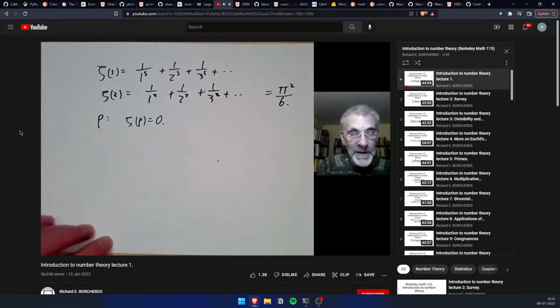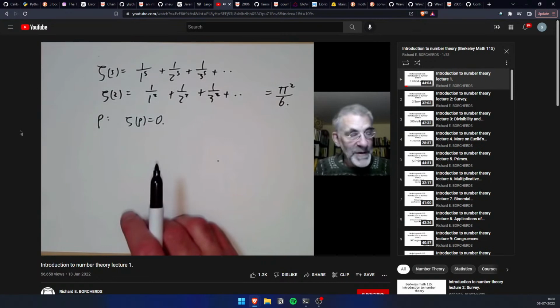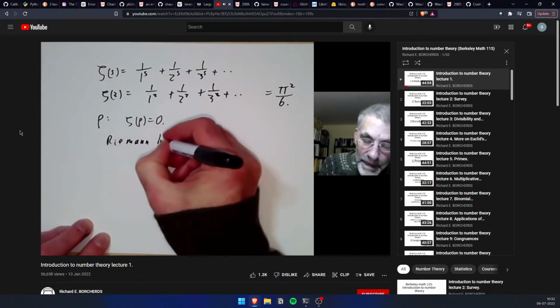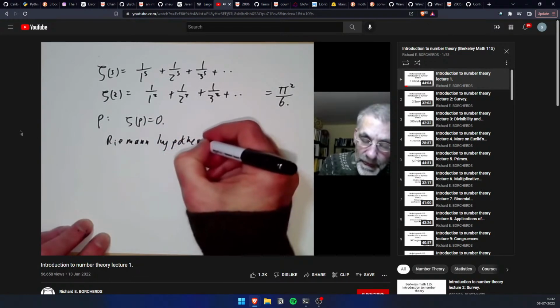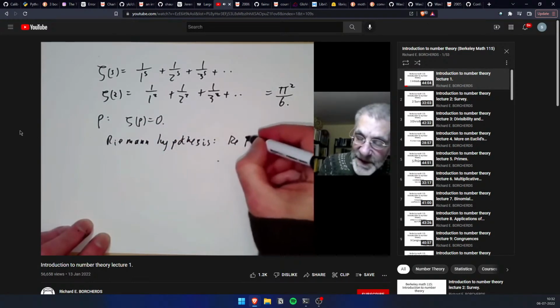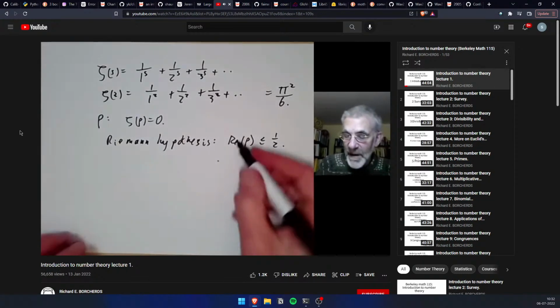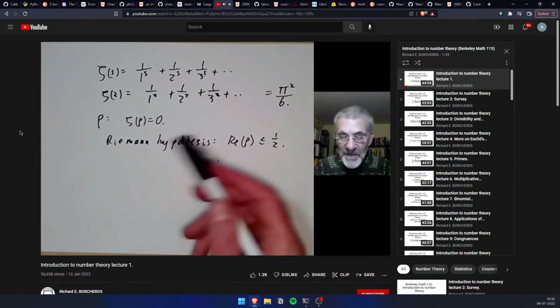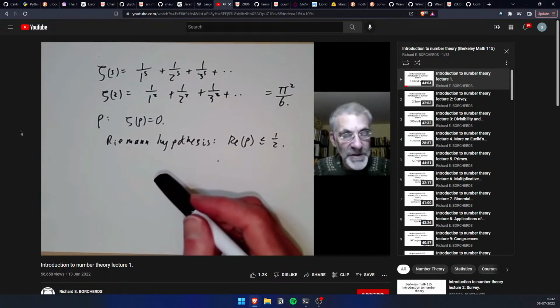At this point, we come to probably one of the most famous open problems in mathematics, which is the Riemann hypothesis, which just says the real part of any zero rho is at most a half. There's a $1 million prize for solving this if you ever manage to solve it.